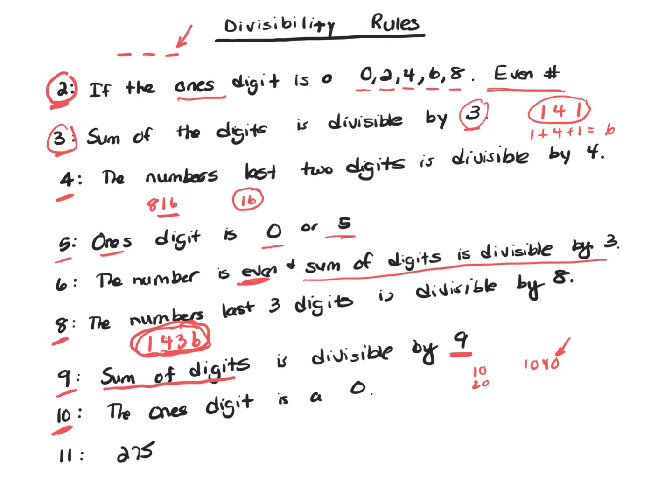And let me explain the rule for 11. If you have a 3-digit number and you sum the first number and the last number and you get that number in the middle, it's divisible by 11. 2 plus 5 is 7, and sure enough, that's what shows up in the middle. If I have a 198, 1 plus 8 is 9, and it shows up there.